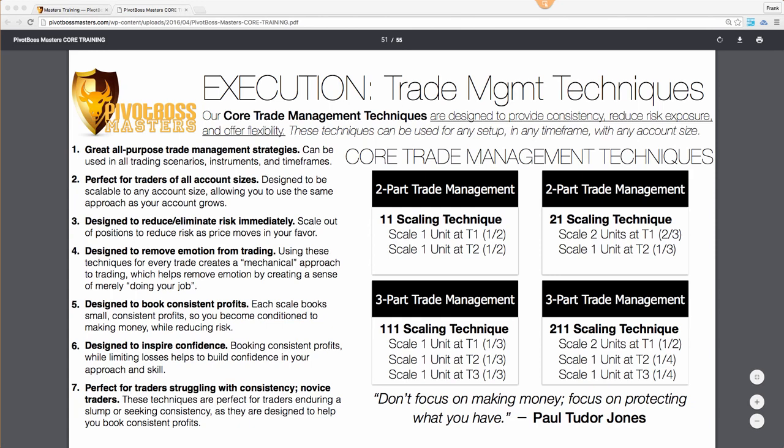Number three, these are designed to reduce and eliminate risk immediately. That's the core philosophy behind these core trade management techniques. It's reduce or offset or transfer the risk immediately. So you scale out of positions to reduce risk. That's the approach that we're using.